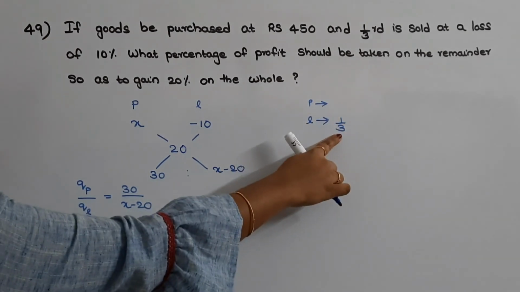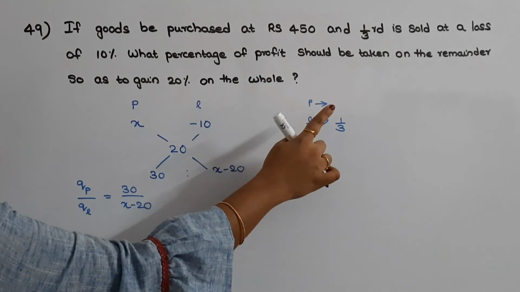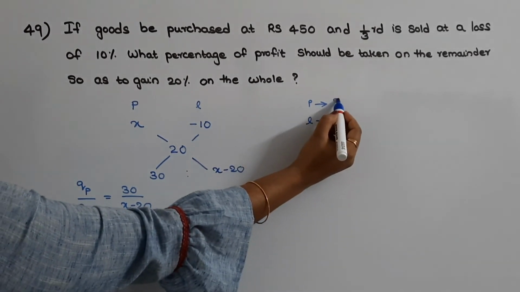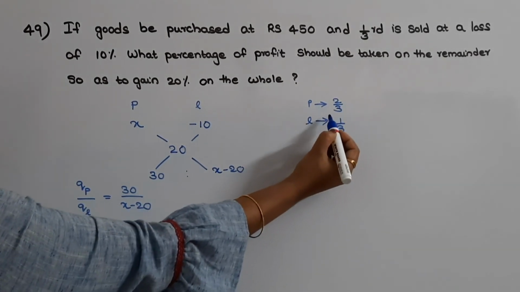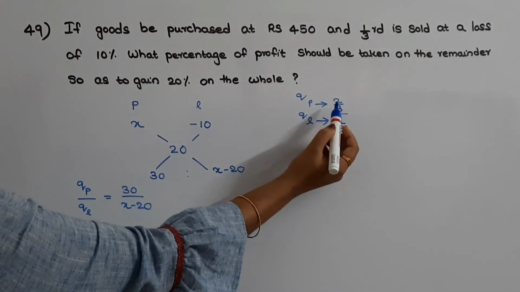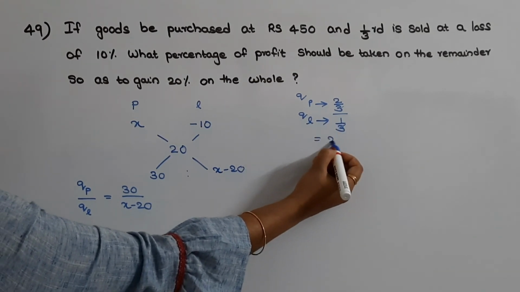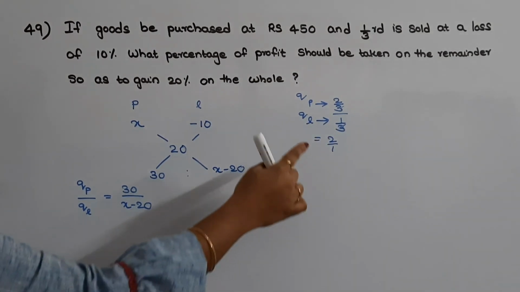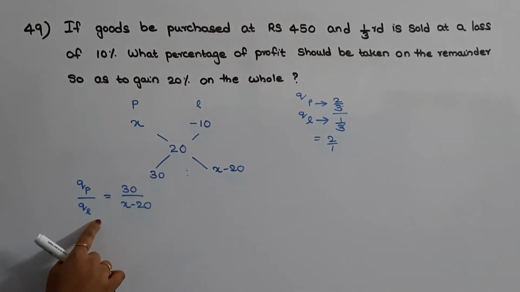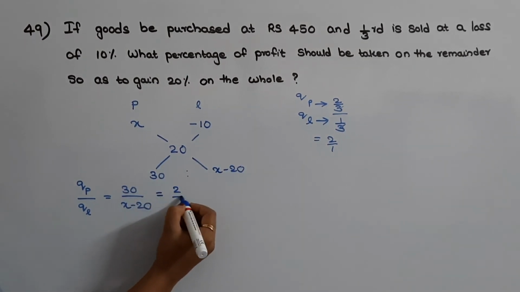If one third of the quantity is sold at loss, what will be the quantity sold at profit? That will be 1 minus of 1 by 3, that will be equal to 2 by 3. Then what will be the ratio of the quantity sold at profit and loss? That will be 2 by 3 by 1 by 3, that will be equal to 2 by 1. So we can equate this quantity ratio to this quantity ratio. So this will be equal to 2 by 1.